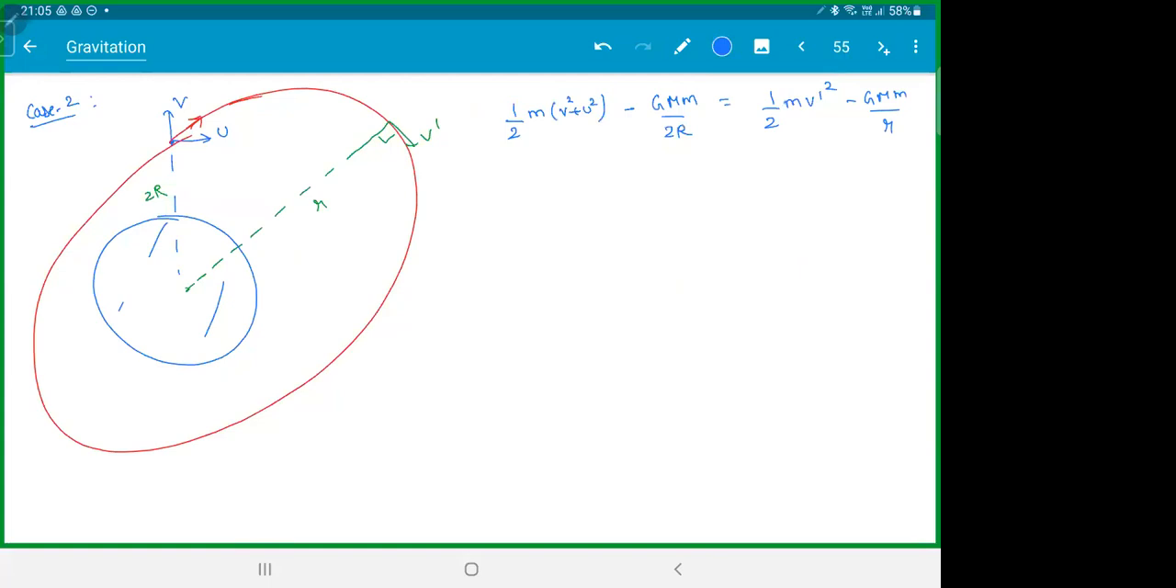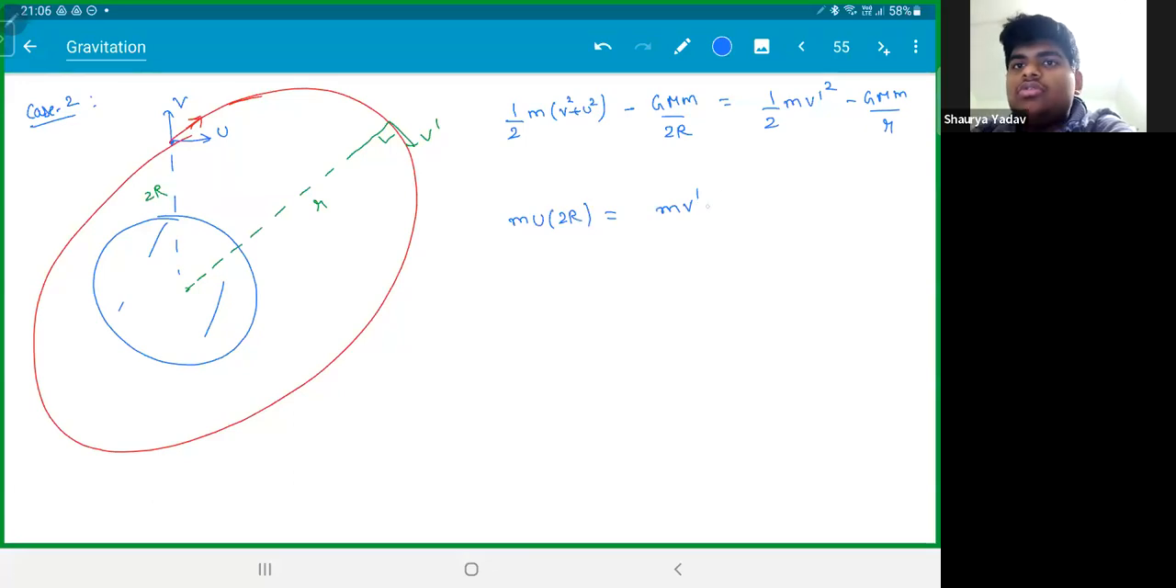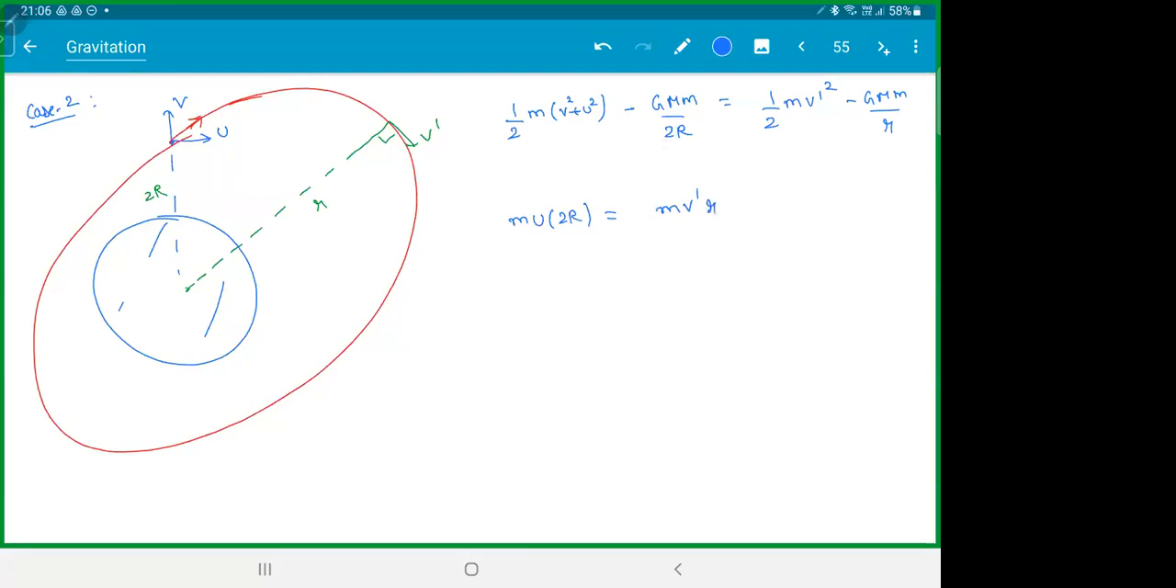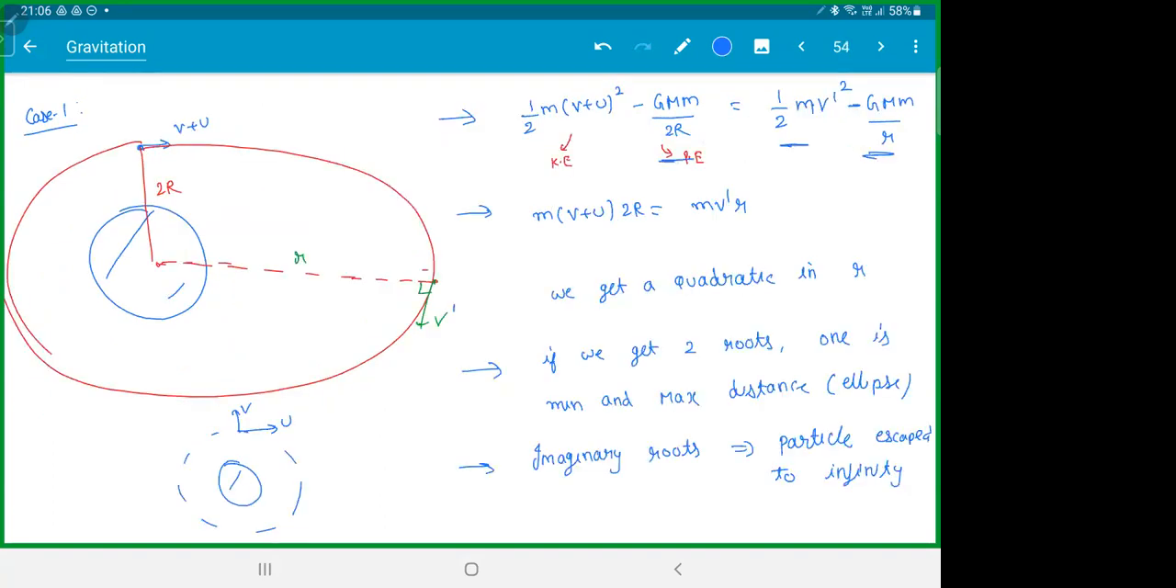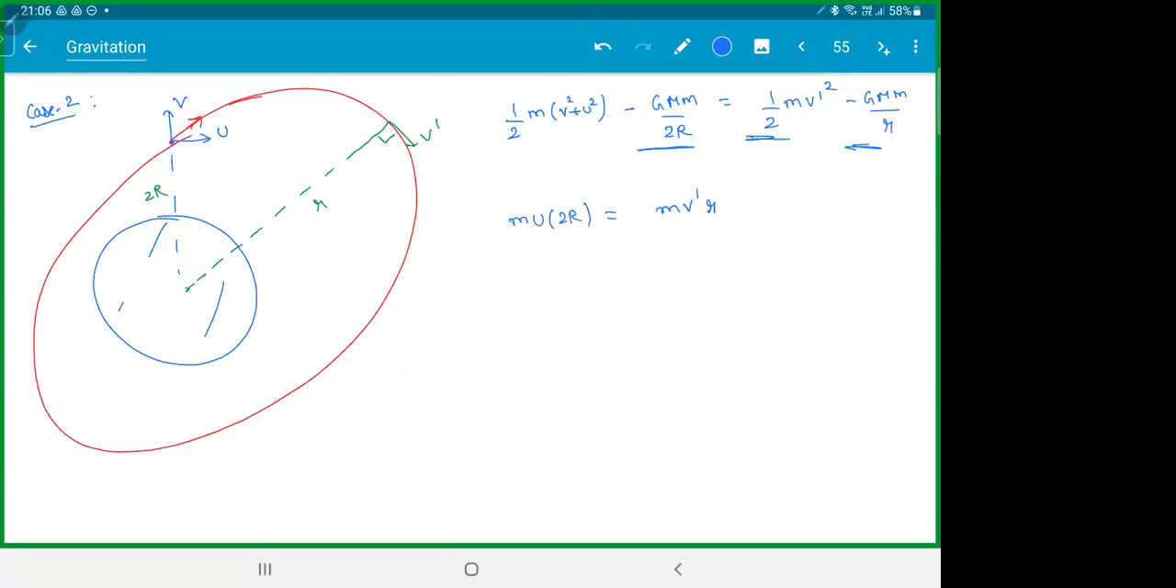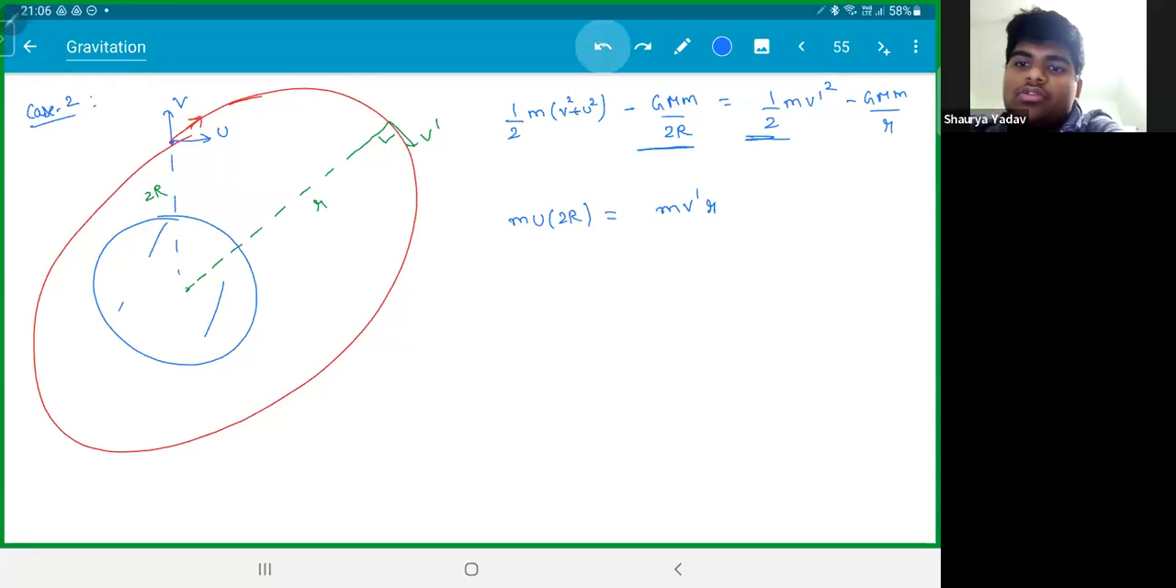So can you tell me which one will be bigger? Case 1 or case 2? Which will be the farthest point? Second or first one? Think in terms of energy. Can you see this? They look the same, right? Only this term is different, no? So which one is bigger? V plus u whole square or v square plus u square? V plus u whole square.